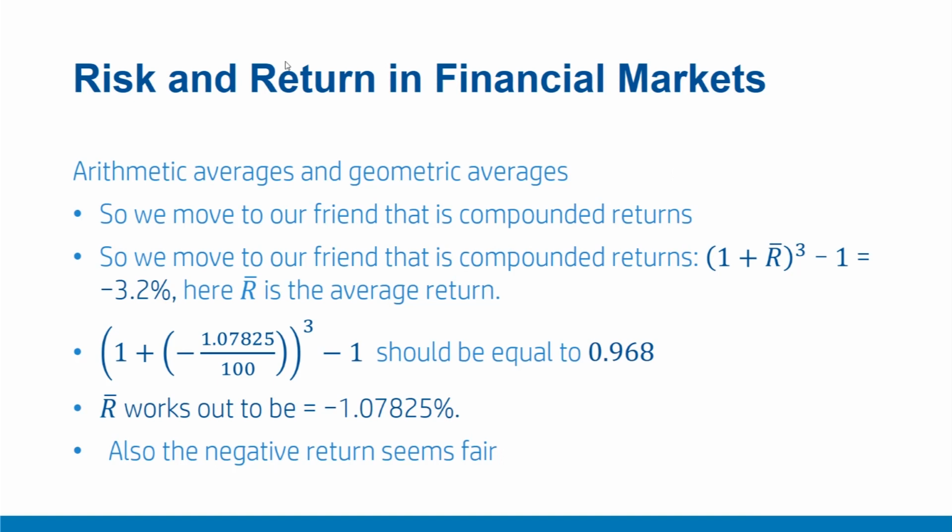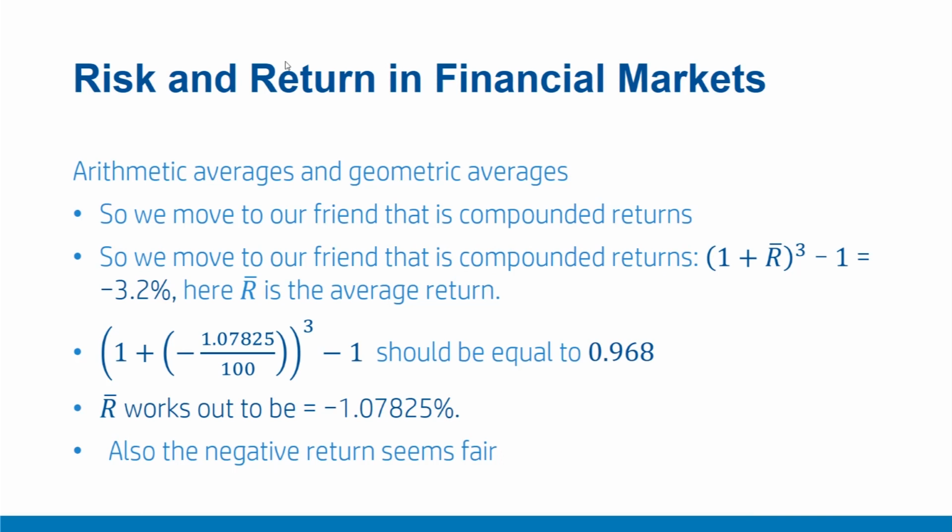Then the total return or holding period return for 3 years should be (1 + R bar)^3 - 1, which is equal to -3.2%. Solving this equation, we can easily find that R bar works out to -1.07825%. We can back calculate this number to check if we are correct. That is, (1 + (-1.07825/100))^3 - 1 should be equal to -0.032.